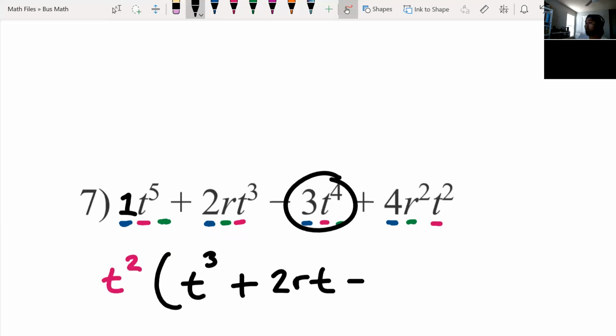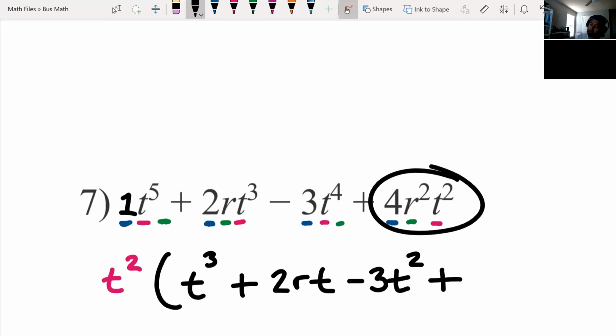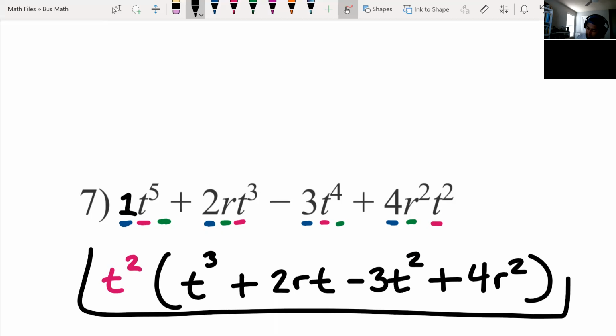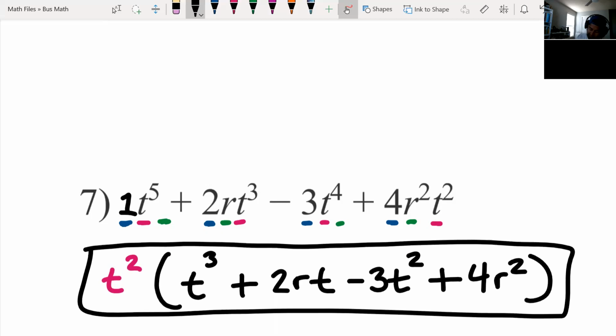Minus t squared from 3t to the fourth, what are we left with? 3t squared. Plus t squared from 4r squared t squared leaves us with just 4r squared, because your t squareds will cancel. That's right. You're good. It's a lot of letters to look at. There you go. And there's nothing else we can do on that one.